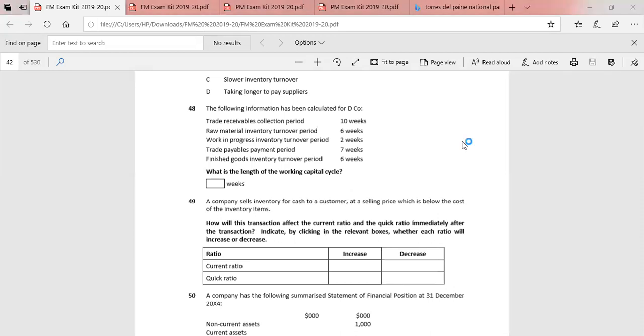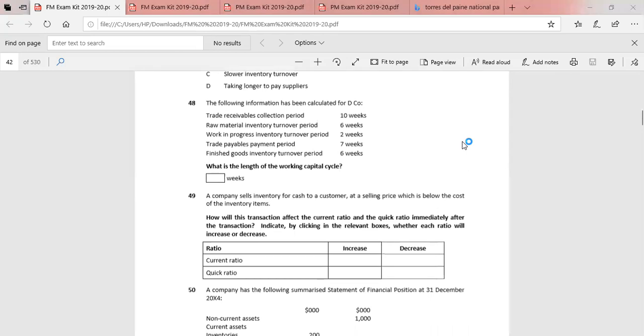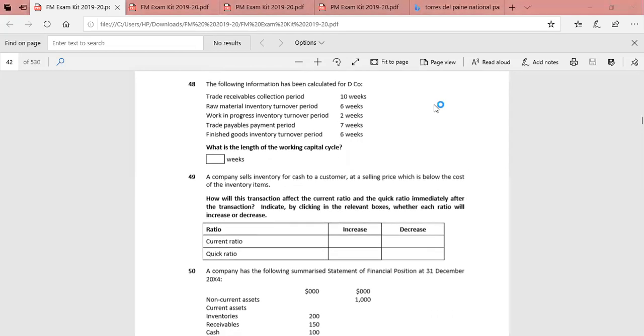There is one question here on the screen. The following information has been calculated for D company. Trade receivables collection period, raw material inventory turnover period, work in progress inventory turnover period, trade payable payment period, finished goods inventory turnover period, 6 weeks. What is the length of the working capital cycle? Can you calculate that?